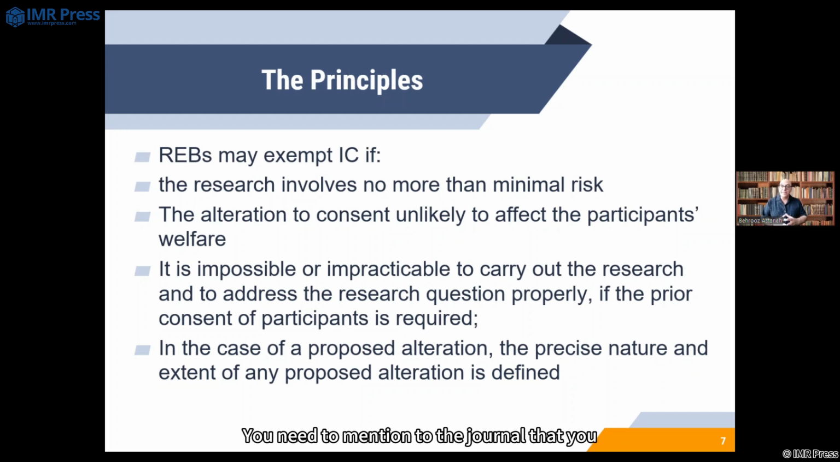And you need to mention to the journal that you are going to submit your study that this study was exempt by the REB, and it is possible that the journal asks you for providing the written exemption from informed consent process by the REB. So you cannot just write in your study that, for example, because this study involves no more than minimal risk, no informed consent was required. You need to approach your REB.